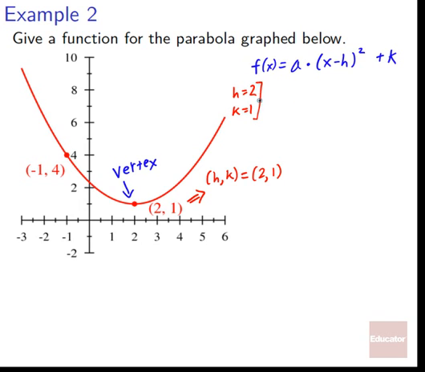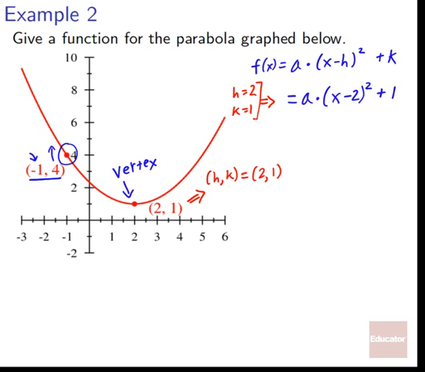We plug that information in, and we're going to get that f of x is now equal to a times x minus 2 squared plus 1. All right, so we're close, but we still don't know what a is. But hey, look over here. We've got this other point over here with additional information. So we know that when we plug in negative 1, we get out 4, right? F of negative 1 equals 4.